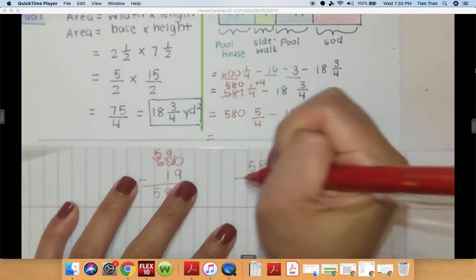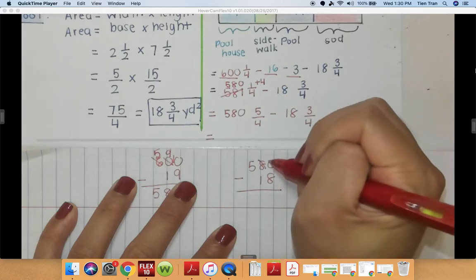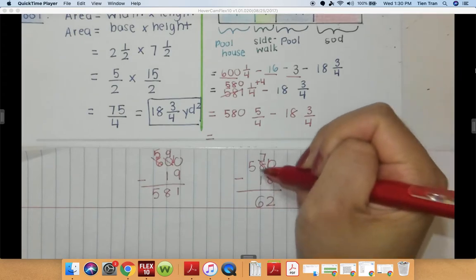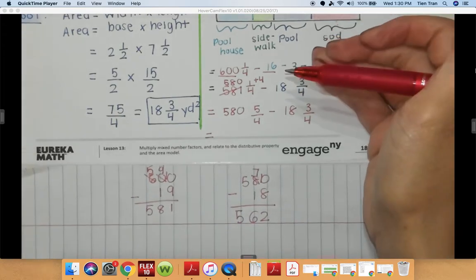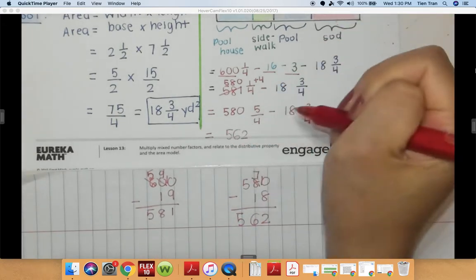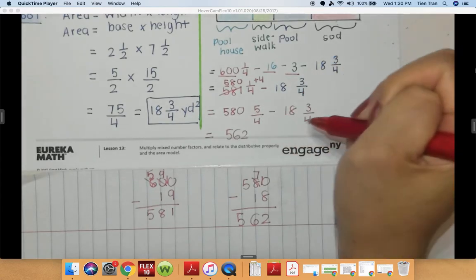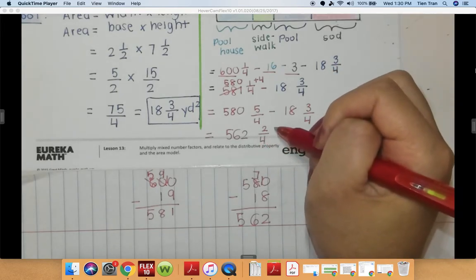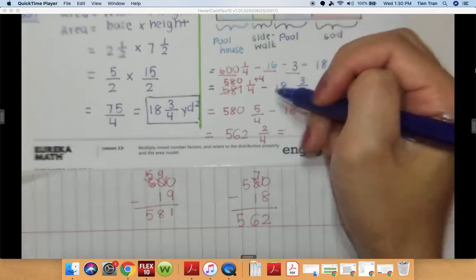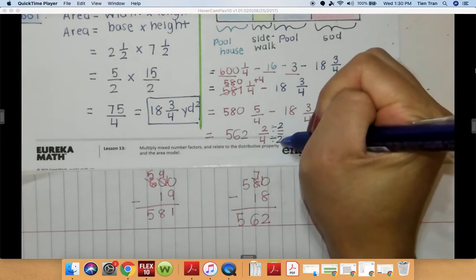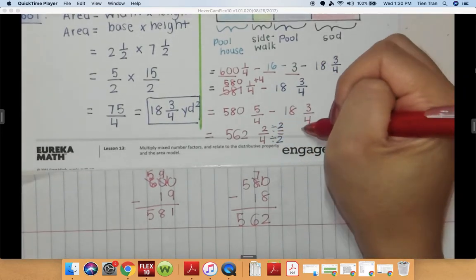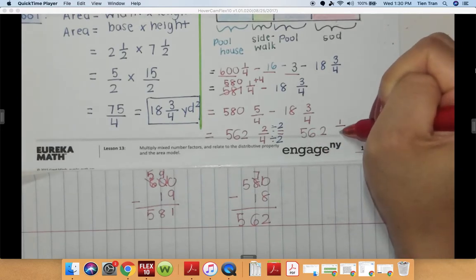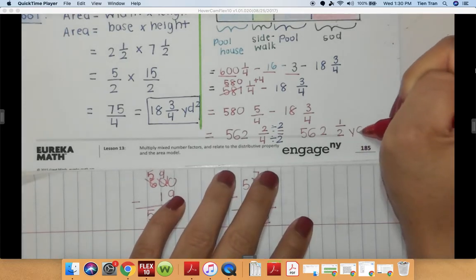580 minus 18. 10 minus 8 gives me 2. 8 changes to a 7. 7 minus 1 is 6. I get 562. And then 5 minus 3 is going to give me 2/4. Not quite done yet because I can divide the top and bottom number by 2/2 to simplify it. So my final answer is going to be 562 1/2 yards squared.